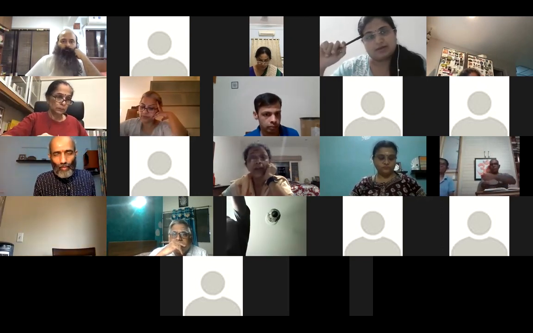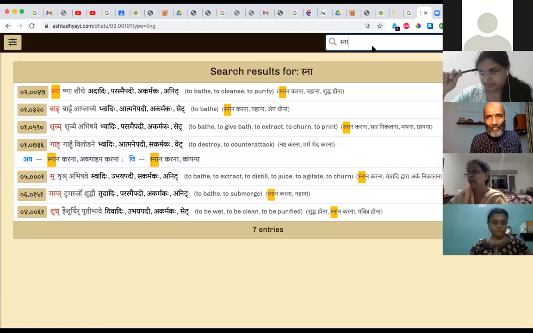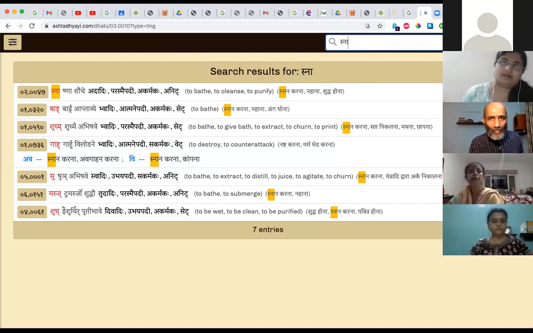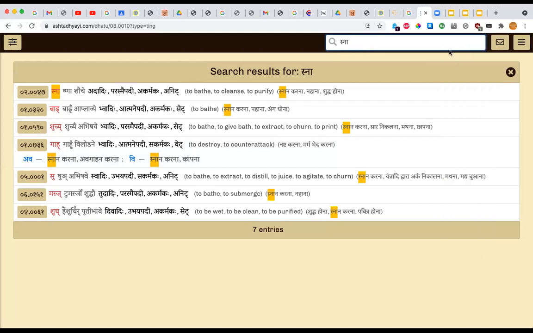So there is an easy way to validate whether our guess or whatever we find is correct or not. If you put in sna in Ashtadhyayi, it will give you the dhatu, the name of the dhatu, whether it is Parasmaipadi or Atmanepadi, and it also gives you the meaning. We know that snati, etc. means snanam, to do snanam. When you go in, it will show these words.